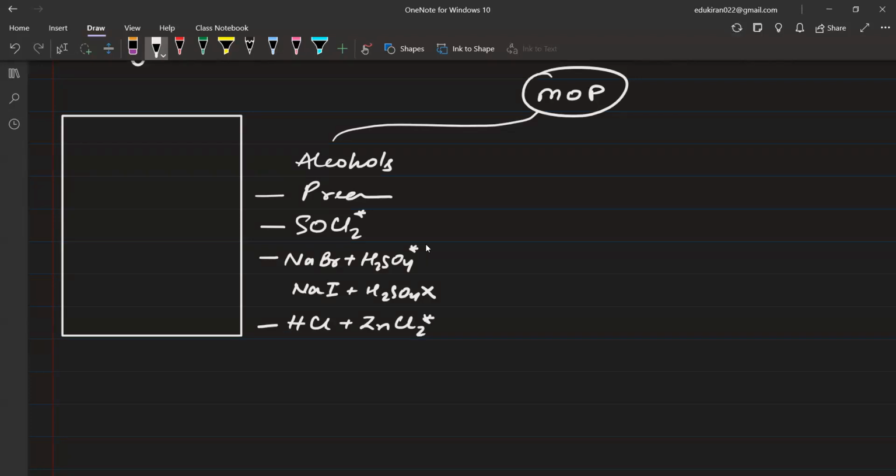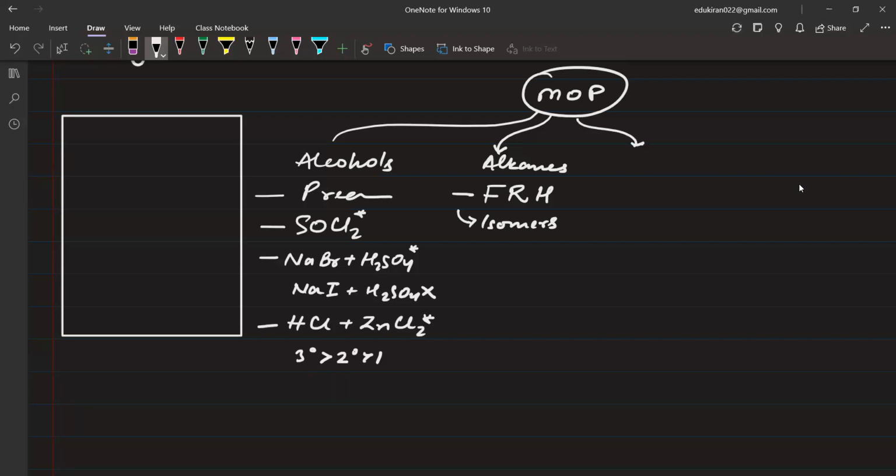Important thing here is the reactivity. The reactivity of 3 degrees is greater than 2 degrees, which is greater than 1 degree. Although we are going to do this once again in the alcohol chapters. Then we have from alkenes. In alkenes, we have only one, that is free radical halogenation. Now here the concept of isomers is very important, so you will revise isomers here.